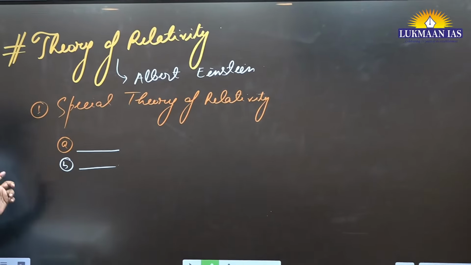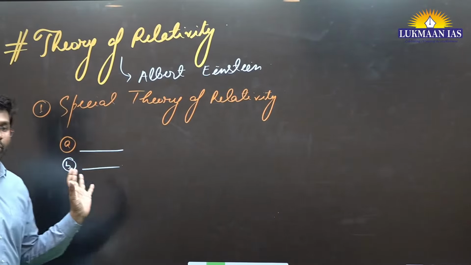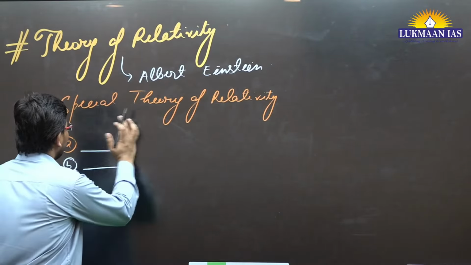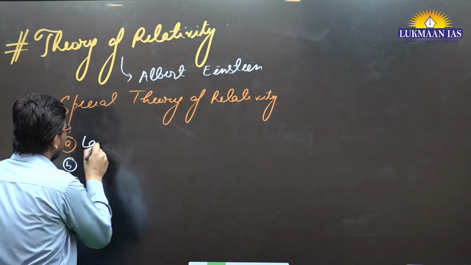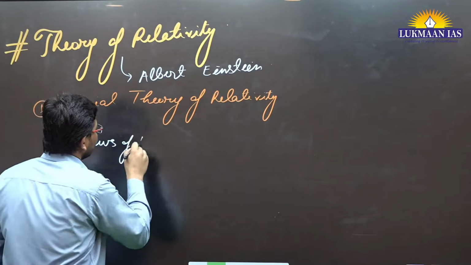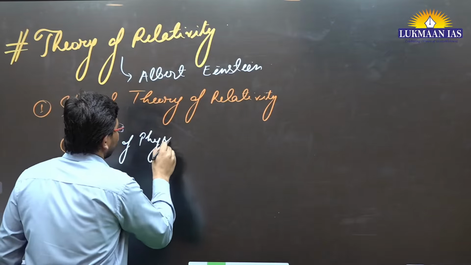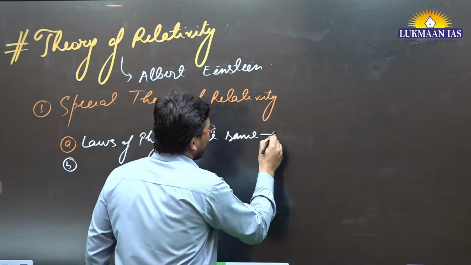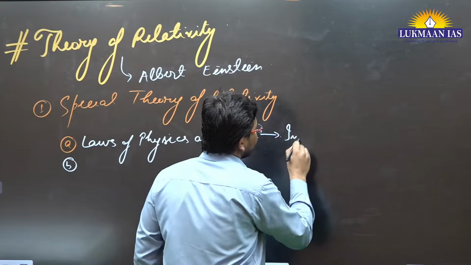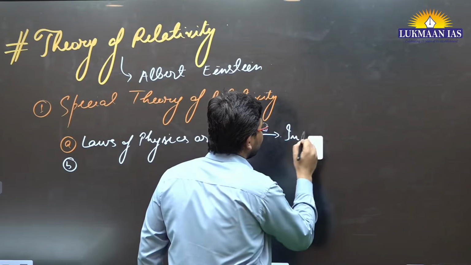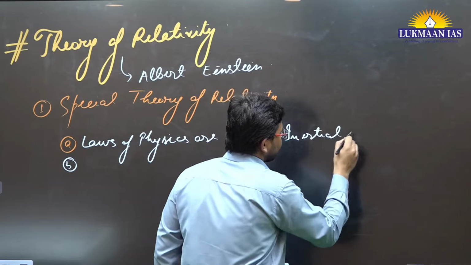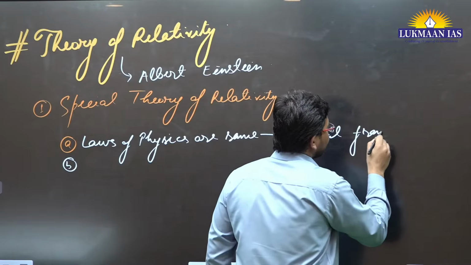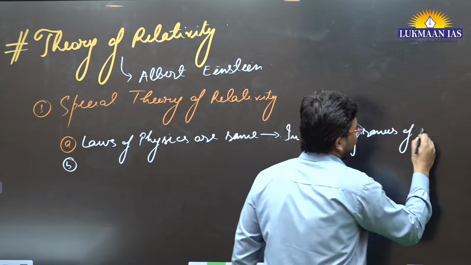So, have you written both these things? Now, what does the first postulate talk about? That the laws of physics are the same for all inertial frames of reference. It is talking about inertial frames of reference. What do we mean by inertial frames of reference?